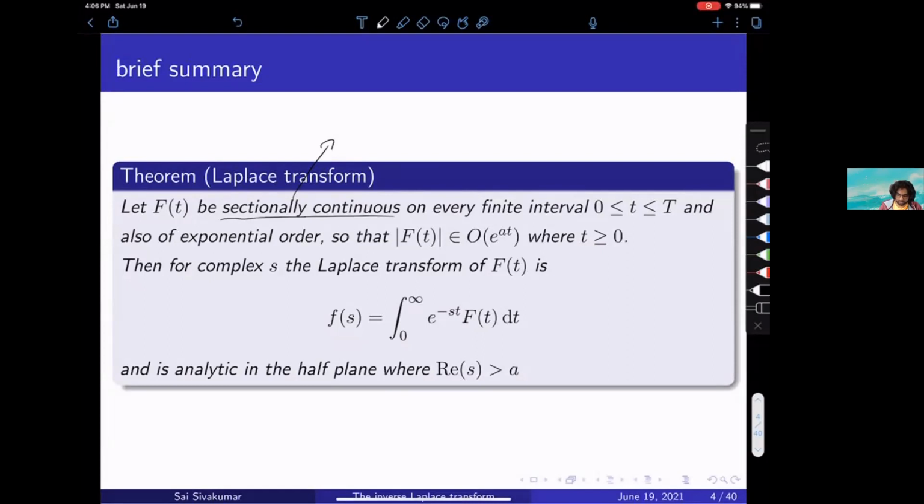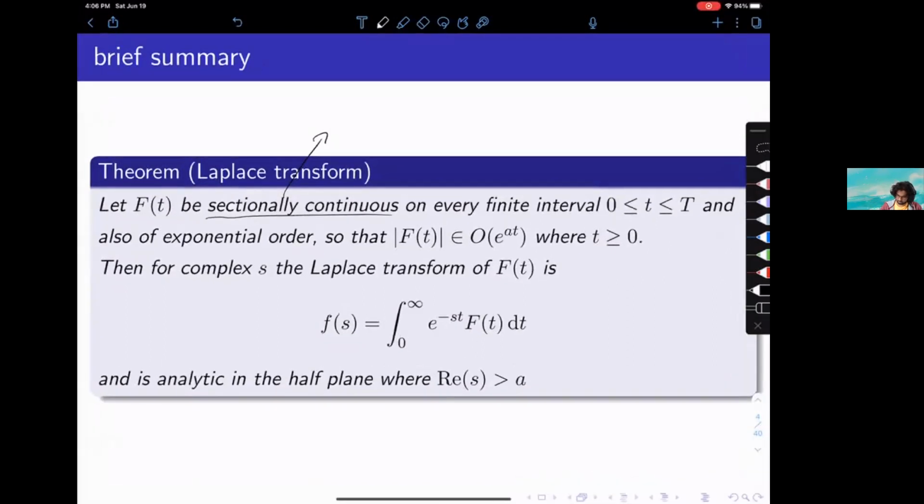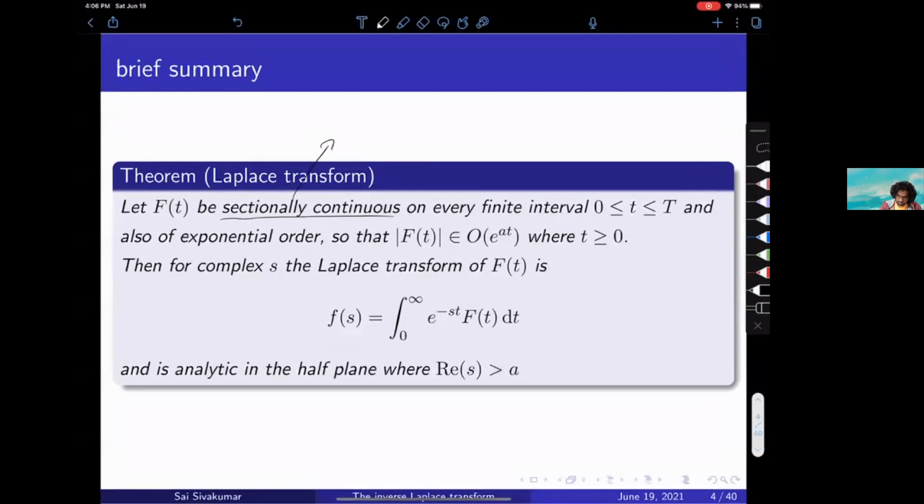You can add holes, or you can add jump discontinuities. And those are okay. It will still be sectionally continuous on some interval. So that's nice. You might have seen these kinds of things, like Fourier transforms of stuff.